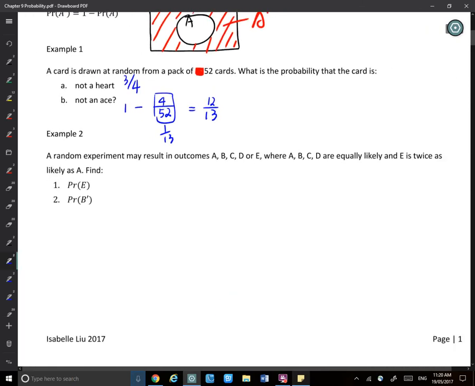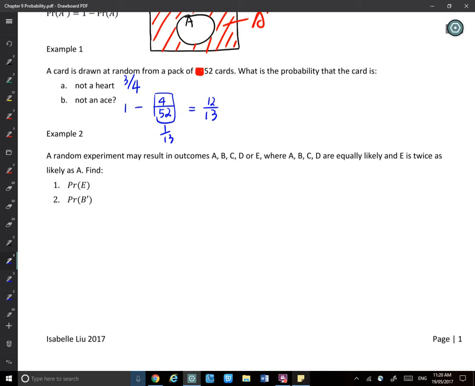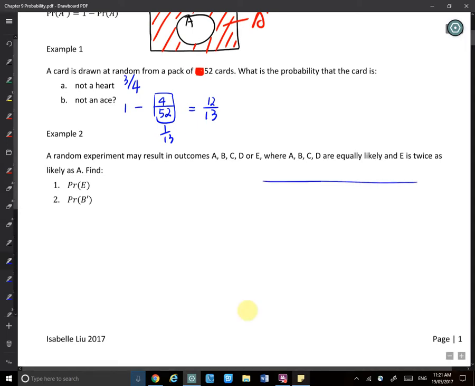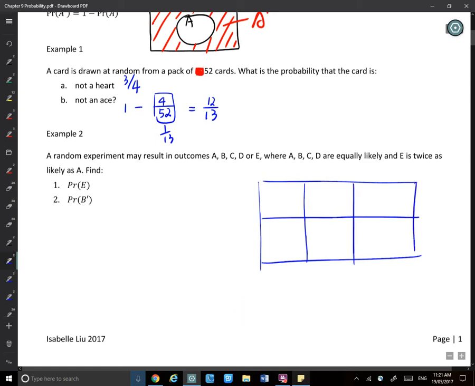Example 2. A random experiment may result in outcome A, B, C, D, or E. A, B, C, D are equally likely, and E is twice as likely as A, which is twice as likely as B, C, D as well. So if I use a table to represent the outcomes, say all of these boxes are the same area, I have A, B, C, D in each box, and E will obtain 2 boxes.